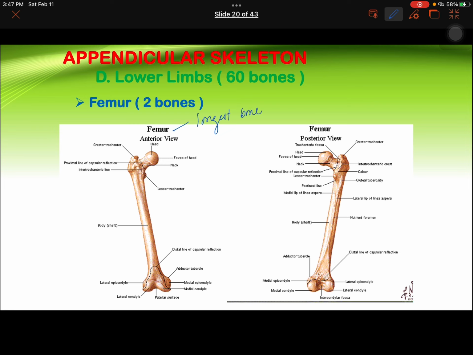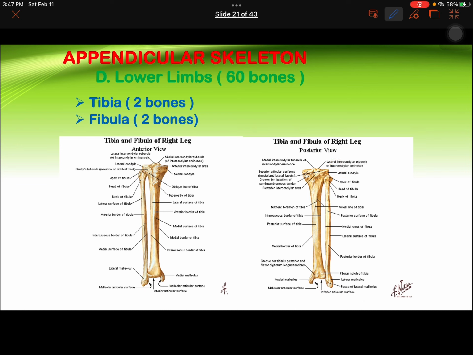Next, you have the femur, which is the longest bone in the body. You have 2 femurs, one on the left and one on the right. It looks like the humerus of the arm, but in the case of the legs, you have the femur. Then we have the tibia and the fibula, the tibia being the bigger bone and the fibula the smaller bone.